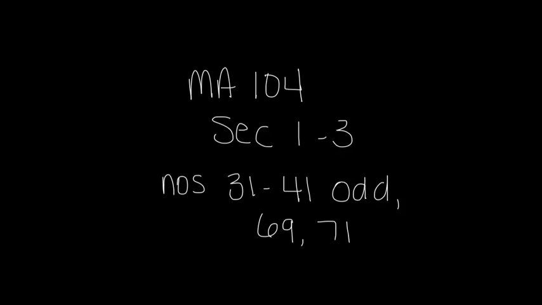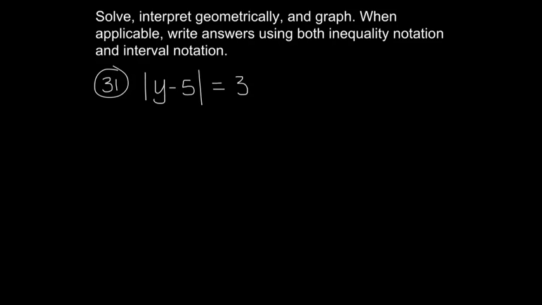These are the homework problems for MA104 Section 1-3. We're asked to solve, interpret geometrically, and graph, and then when applicable write our answers using both inequality notation and interval notation. Remember that absolute value represents distance from zero.